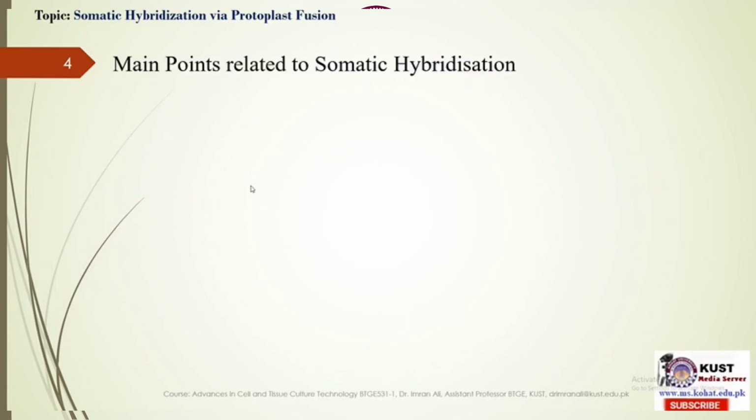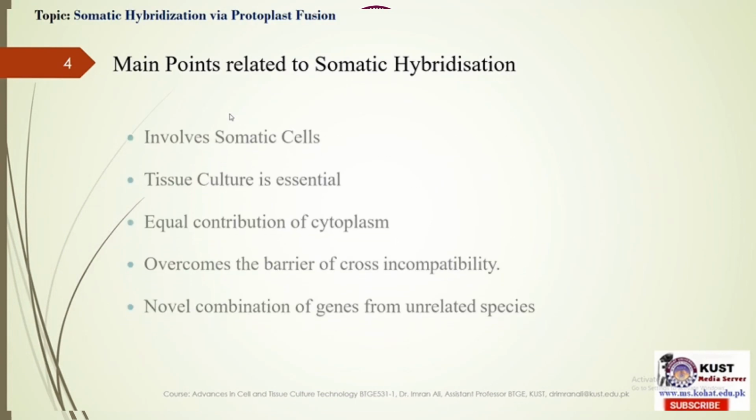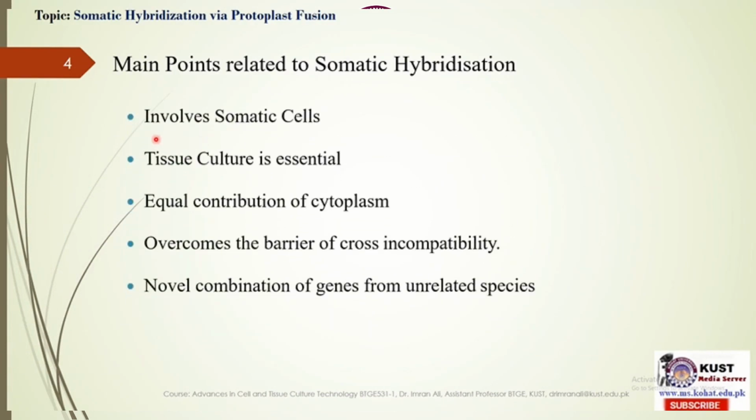Now, what are the main points related to somatic hybridization? The first point is, it always involves somatic cells. As the name somatic hybridization indicates, in the entire process the somatic cells play a key role, as opposed to the normal development of hybrids in which the germ cells are involved. In developing somatic hybrids, there is always an involvement of somatic cells.